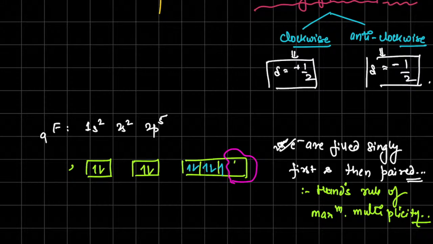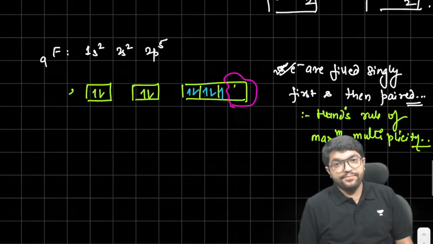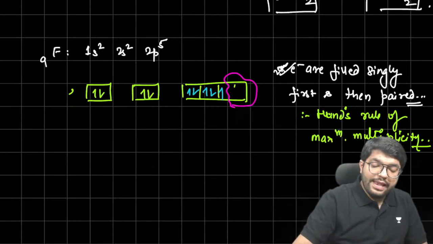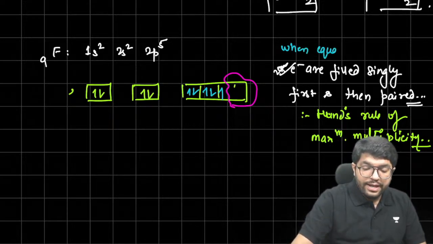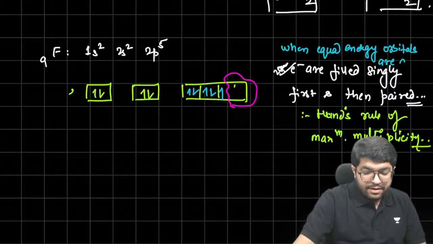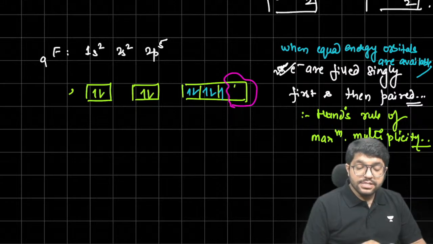Alright, so this is copied, which says Hund's rule of maximum multiplicity. That is, electrons are filled singly first and then paired. But when does this happen? When equal energy orbitals are available, electrons are filled singly first. I'll take a separate class on all these rules also, not a problem.